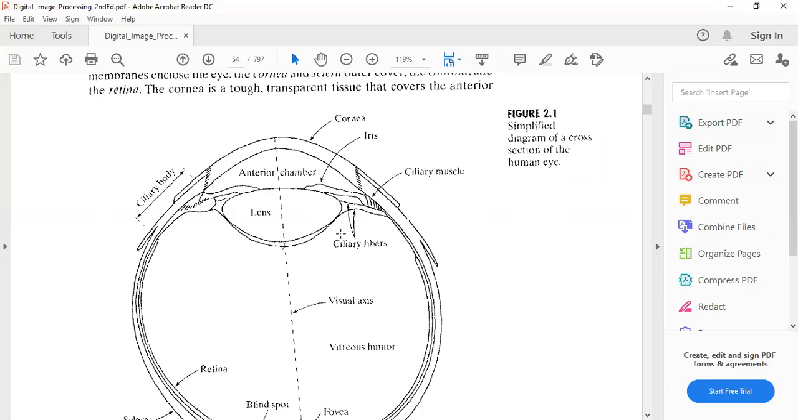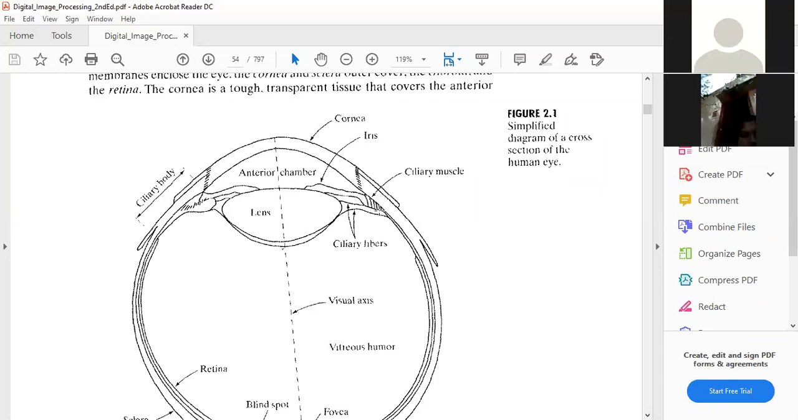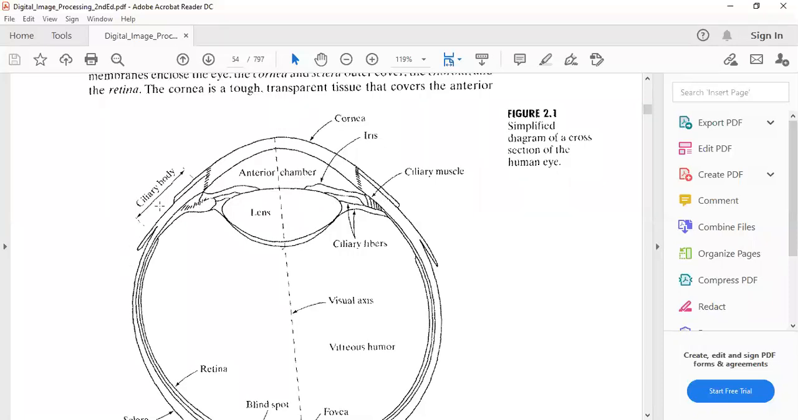Continuous with the cornea, the sclera is an opaque membrane. Here we can see the sclera. Sclera is an opaque membrane. Opaque membrane means it won't allow any light to pass through it.